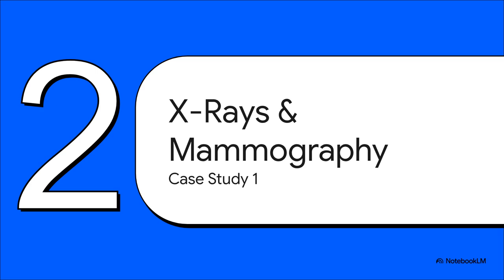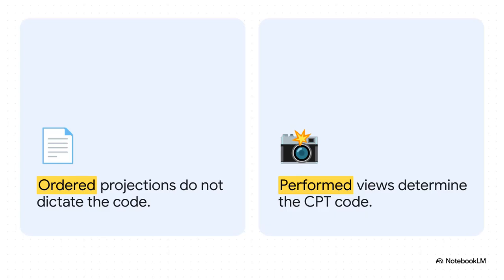Let's see these rules in action. Okay, watch out for this classic exam trap: views versus projections. Listen carefully. Code selection is strictly determined by the number of views actually documented as performed, not what the doctor ordered. If 3 views were ordered but the chart proves only 2 were actually done, you code for 2 views. Simple as that. For example, a 2-view chest X-ray is going to be exactly 71046.